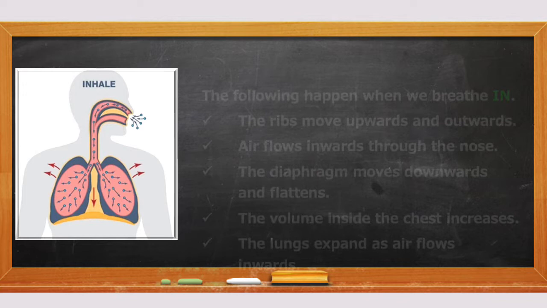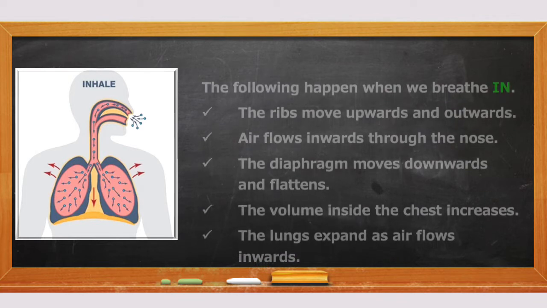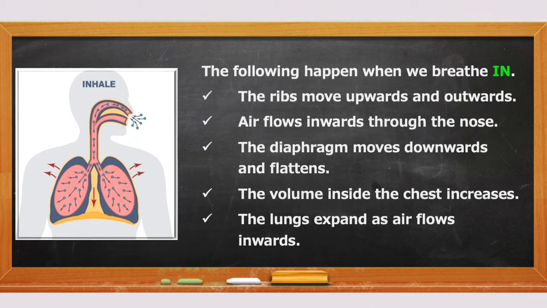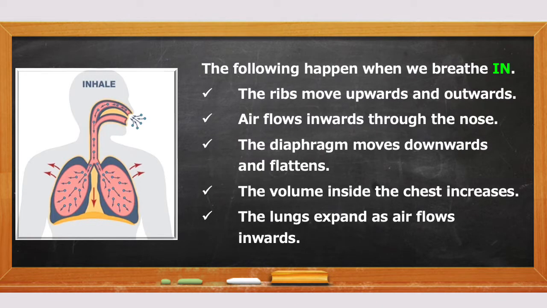The following happen when we breathe in. The ribs move upwards and outwards. Air flows inwards through the nose. The diaphragm moves downwards and flattens. The volume inside the chest increases, and the lungs expand as air flows inwards.